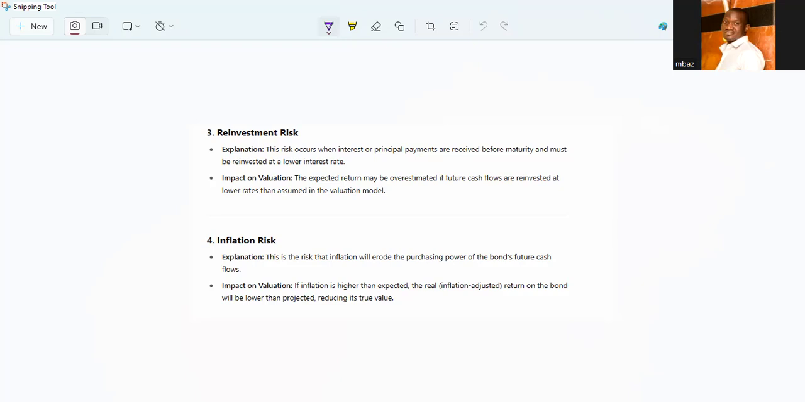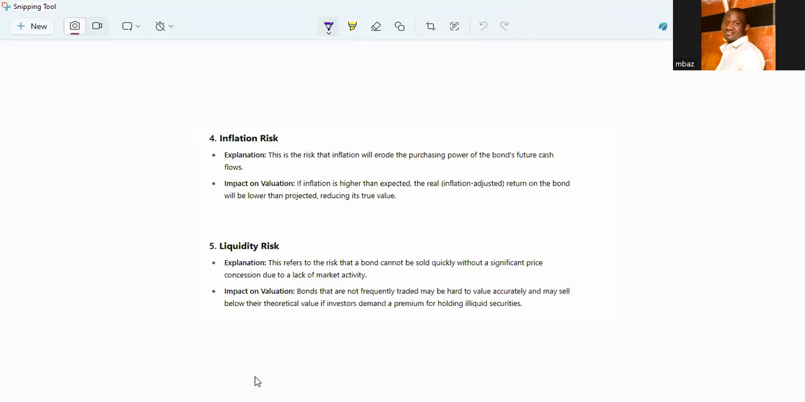It will counteract. The other risk that you should expect is liquidity risk. Liquidity risk is the risk that a bond cannot be sold quickly without a significant price concession due to lack of market liquidity. There are many risks associated, but I just wanted you to know the four risks that are there.